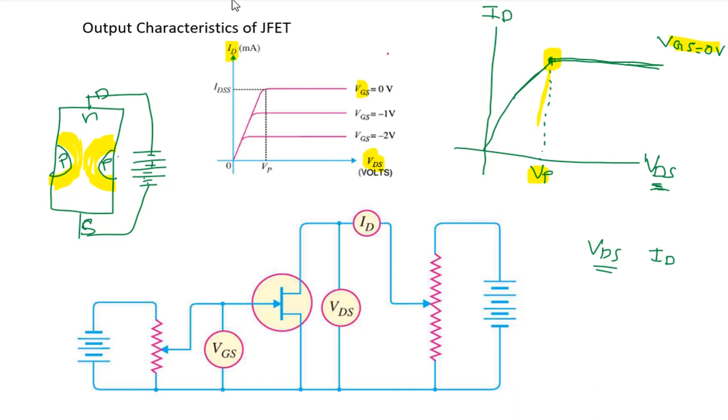Now suppose you set VGS to some other value, then again you will have another curve. This curve again increases, and it becomes constant at some value. This will be, suppose VGS is equal to -1 volt, and so on. So this curve is said to be the output characteristics of a JFET.